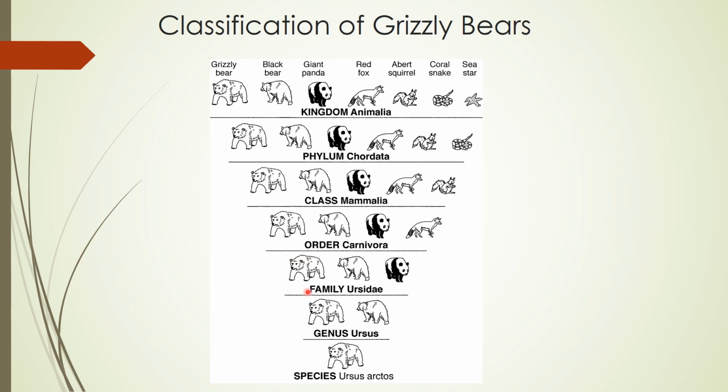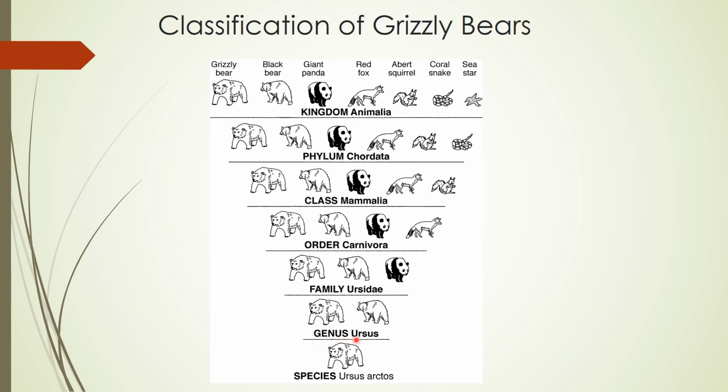Then we look at the family that the grizzly bear belongs to, and it belongs to the Ursidae family, which is the bear family. So that gets rid of the fox. That's in a separate family. And then we look at the genus, and as you can see, we're getting really specific here because there's only a couple of different species within that particular genus of bear.